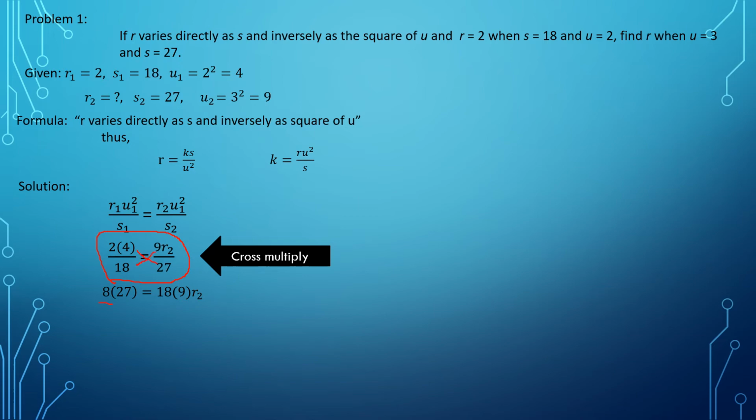So, 2 times 4 equals to 8 times 27. 9 times 18 r sub 2. Tapos, 8 times 27 is 216. 18 times 9 equals to 162. R squared, R sub 2. Sunod ana, ang kaning 162, i-divide nimo diri sa 216, para makuha nimo ang R sub 2. And your final answer is 1.33 equals to R squared. Okay?